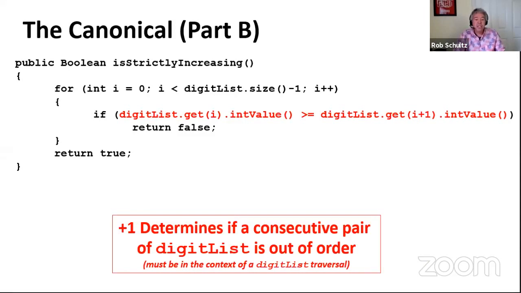We have to determine if a consecutive pair of digit list is out of order inside the context of a traversal. So this is where we're checking to make sure that we are specifically using greater than or equal to, and that we are going through within the traversal of digit list to make sure that our consecutive pair is in the correct order.